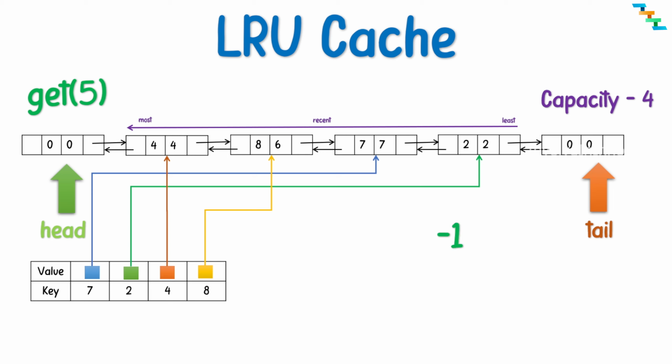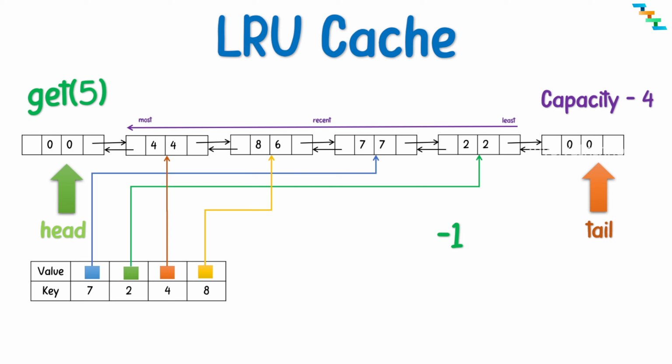Here the time complexity of the put and get functions is O(1). Space complexity is O(n). That is because the maximum size of the hash map is n and the maximum size of the linked list is n plus 2. So we can say the space complexity is O(n).